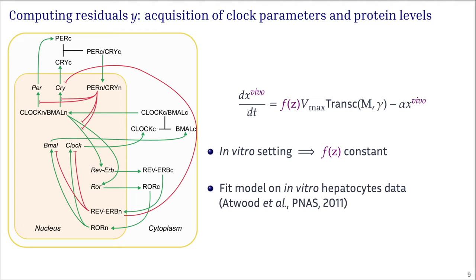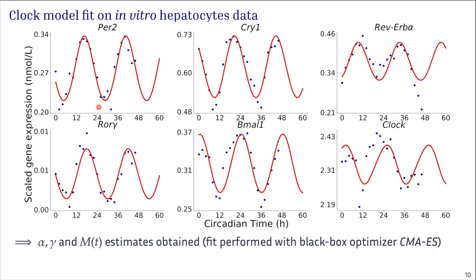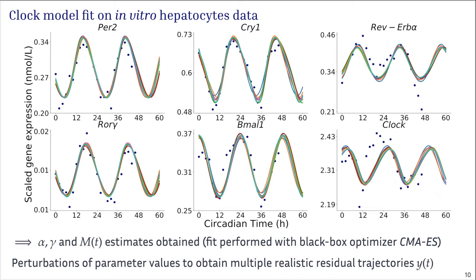The result is the following. We see that our model nicely fits the data, and more importantly, this gives us the estimates that we need to compute the residuals and then solve our regression problem. Moreover, we actually obtained multiple parameter sets that all lead to the same fit of the data, and we applied perturbations with Gaussian noise on all these parameter sets to obtain multiple residual trajectories that will all be predicted. Now that we can compute the residuals, let's get back to solving our regression problem.